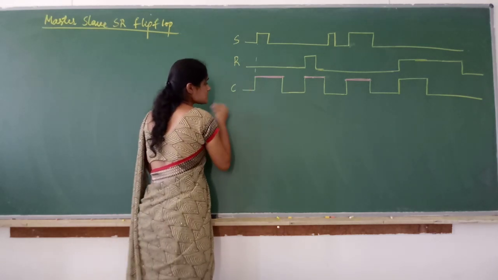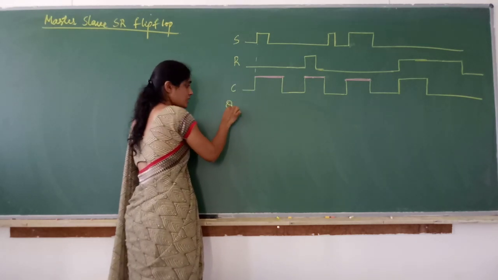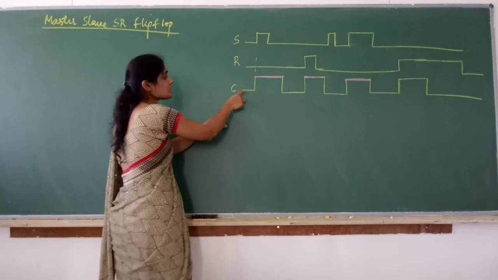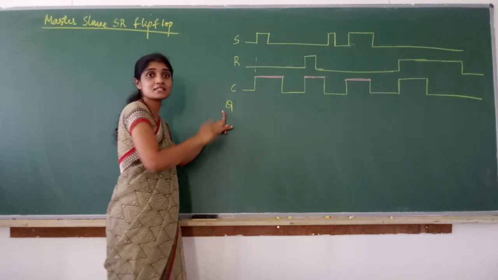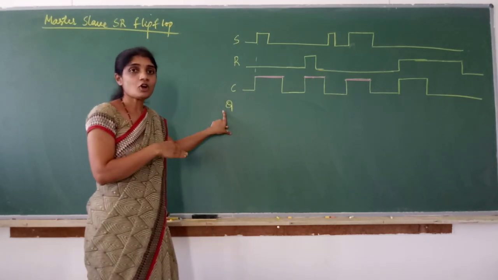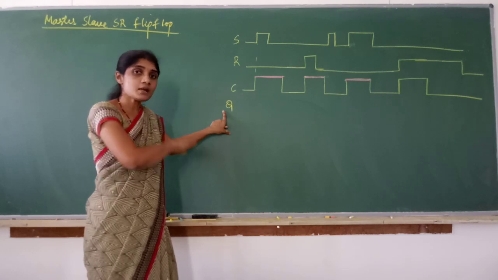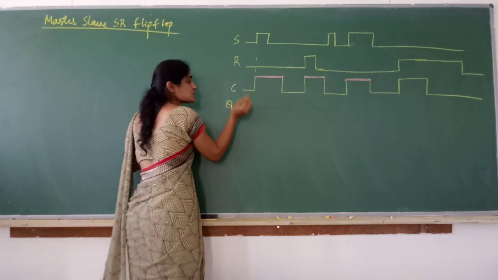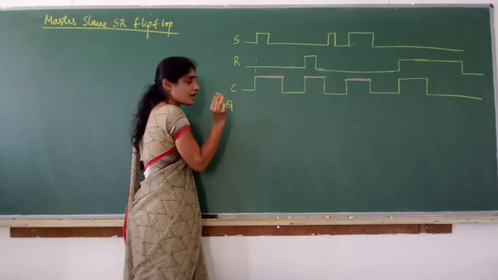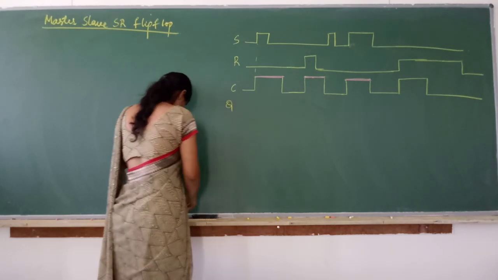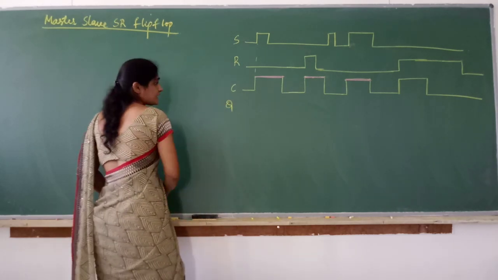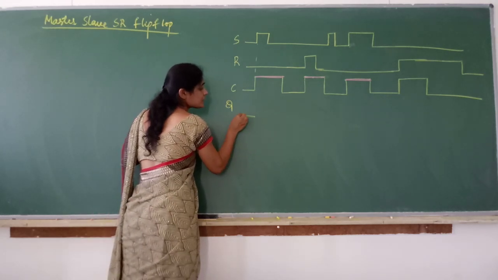So when clock is 0, listen very carefully. When clock is 0, it holds the same previous bit, right? You have the SR flip-flop function table. When clock is 0, it holds the same previous bit. So what is previous? Previous bit, let me assume here as 0.